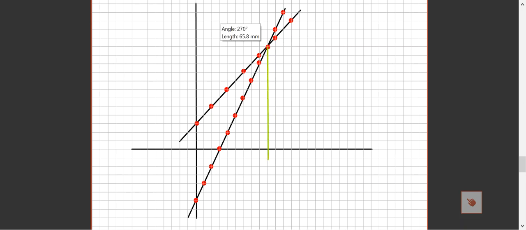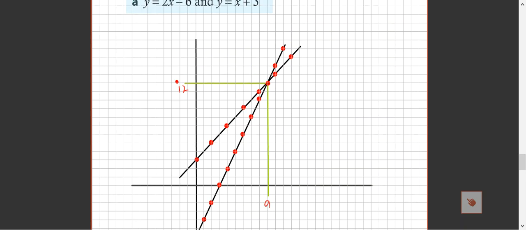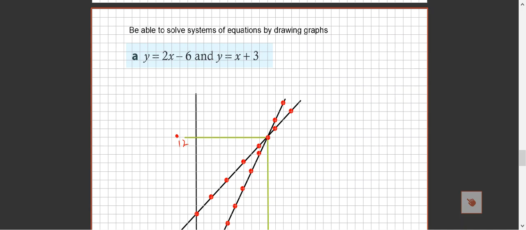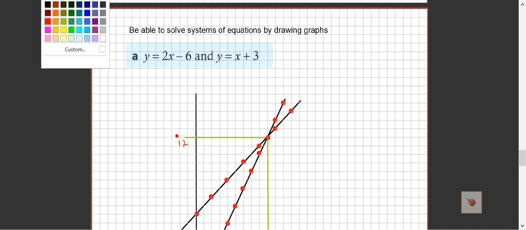Because it's an accurate drawing done properly, not just a rough sketch, I can now count my squares. So I've got 1, 2, 3, 4, 5, 6, 7, 8, 9, 10, 11. So that's at, let's change my things, that's at 12. And this one's at 1, 2, 3, 4, 5, 6, 7, 8, 9. So what are the solutions? 9, 12. Almost.